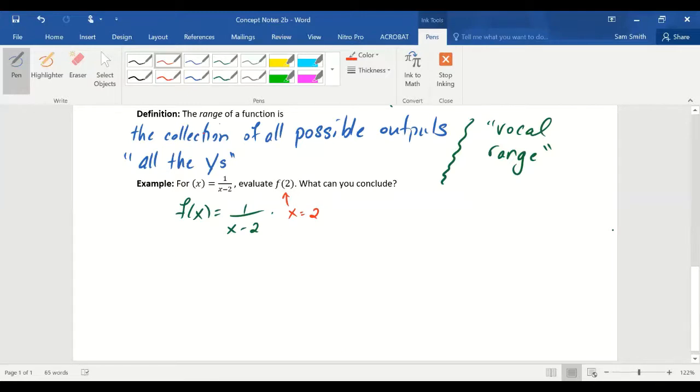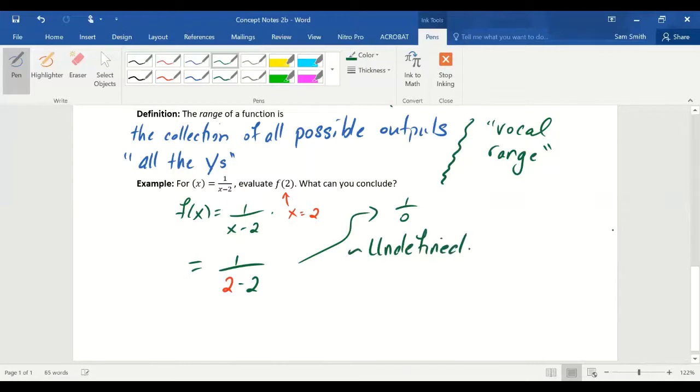So I'm going to go into this function, I'm going to go into this formula, I'm going to replace x with 2. I'm going to try and calculate that. Now, I run into an issue right away, because if I do 1 over 2 minus 2, then I end up with 1 over 0. And because you can't divide by 0, this isn't a number.